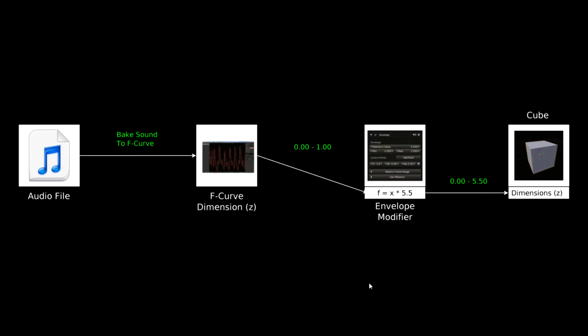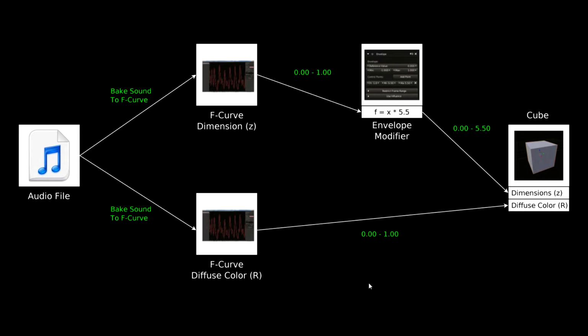The next picture shows what we achieved in part 4. For part 3, we created the black screen. There is no sense in making a picture about this. This part here is pretty much the same as in the previous part, because part 4 was when we added the red color. So we baked the sound again into an F-curve for the red diffuse color. And this one did not have to be inflated because color values are usually between 0.0 and 1.0, so we needed no envelope modifier for it.